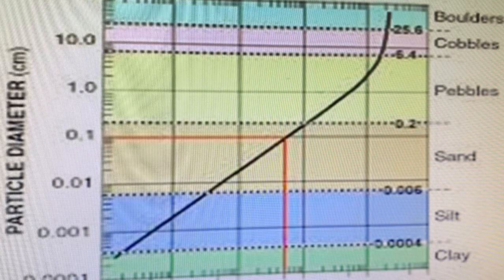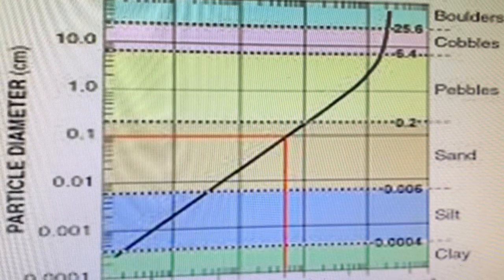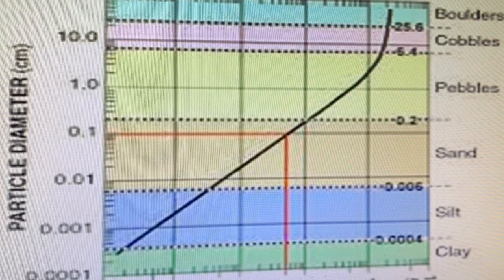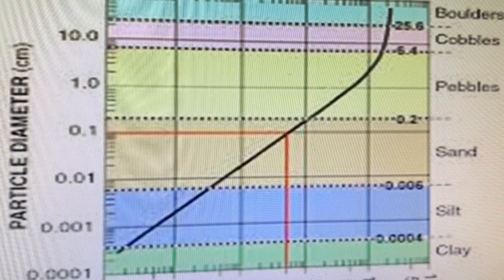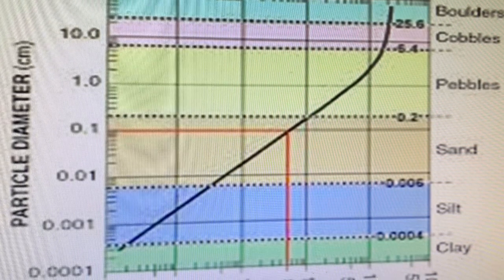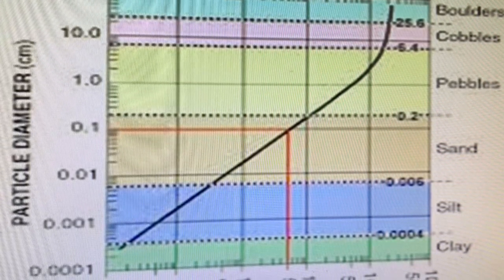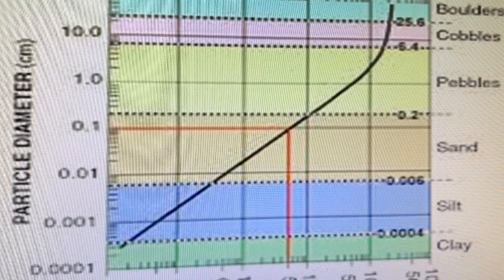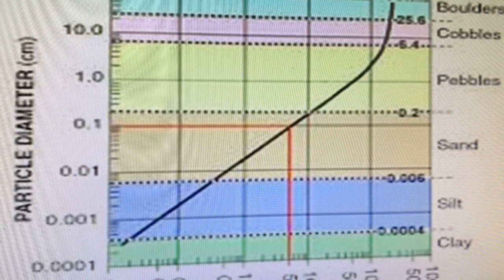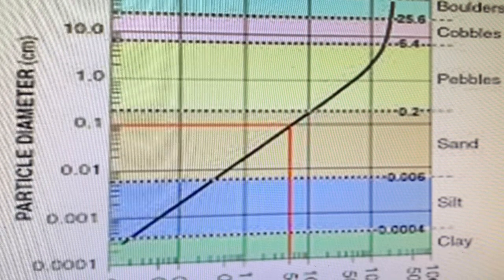So clays are between 0.001 and 0.004. Silt particles are between 0.004 and 0.006. Sand is between 0.006 and 0.2. Pebbles are anything between 0.2 and I think this is 5.4. Sorry, it's a little blurry. And cobbles are 5.4 to 25.6, and anything bigger than 25.6 is considered a boulder.